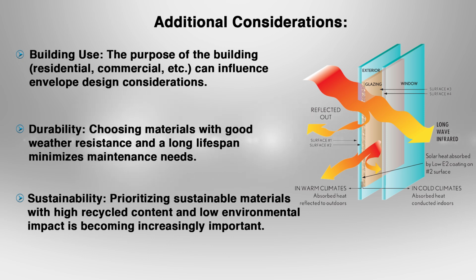Each element of a building envelope plays a role in its overall performance. Walls and roof provide thermal resistance and weather protection. Windows and doors allow for light, ventilation and access, but can also be a significant source of heat gain or loss. The foundation provides structural support and helps to control moisture intrusion. The air barrier is essential for maintaining energy efficiency and indoor air quality. Fire barriers are crucial for life safety and must meet building code requirements.